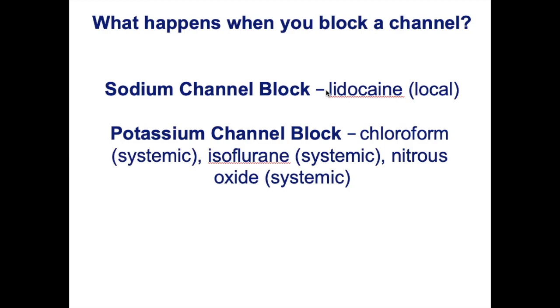Potassium channel blockers usually are systemic, so isoflurane we use in the lab, chloroform we use in the lab, nitrous you might also get at the dentist. And what that does is it circulates through your bloodstream and again closes some of the potassium channels, but not all of them. So if you've ever had nitrous, hopefully just at the dentist, you'll know that you can still walk around, you can still talk, but you just feel a little bit loopy because those potassium channels are not being completely closed systemically, only some of them are being closed.